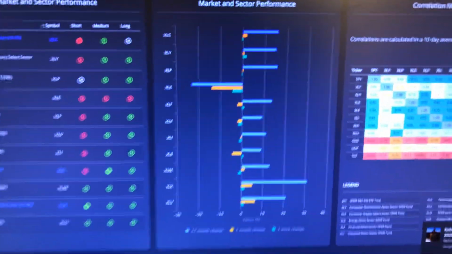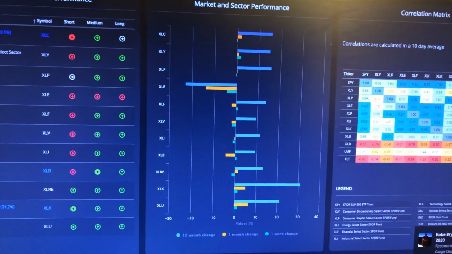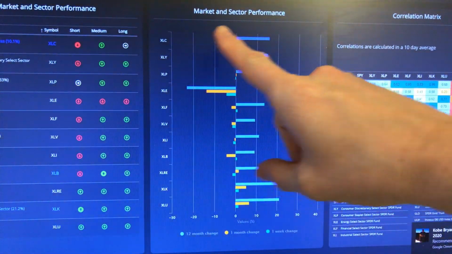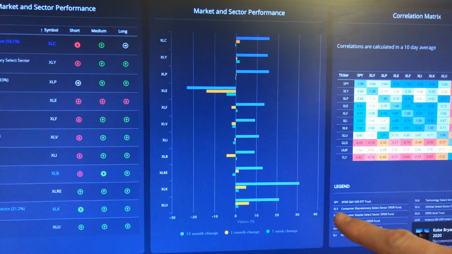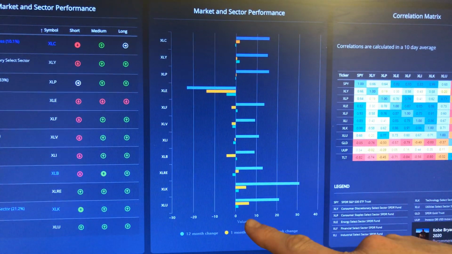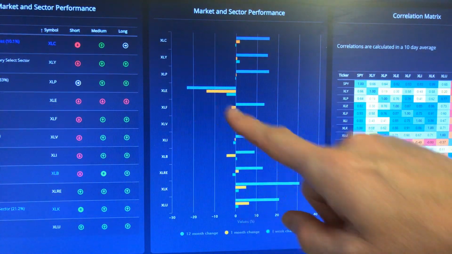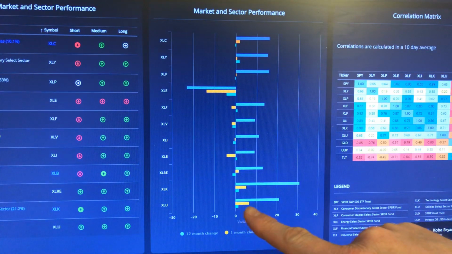What I found here over the past month is, we made this very simple, so I don't have to waste a lot of time on this. We made this little market and sector performance tab. You can see down here it says 1 month change. On a 1 month change, the biggest mover on the downside, that's the orange line, was energy stocks. And the biggest mover on the upside was utility stocks.